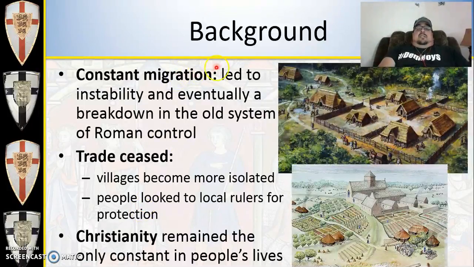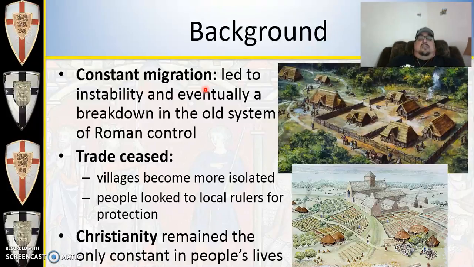Okay. Migration. You remember migration? People migrate all the time. So constant migration led to instability and eventually a breakdown in Rome. In the old system of Roman control, migration, if you put it in today's terms, is like people in the Midwest and Illinois loving to migrate down to Florida because it's nice and warm down there. So you can see constant migration of people into Rome led to the breakdown.